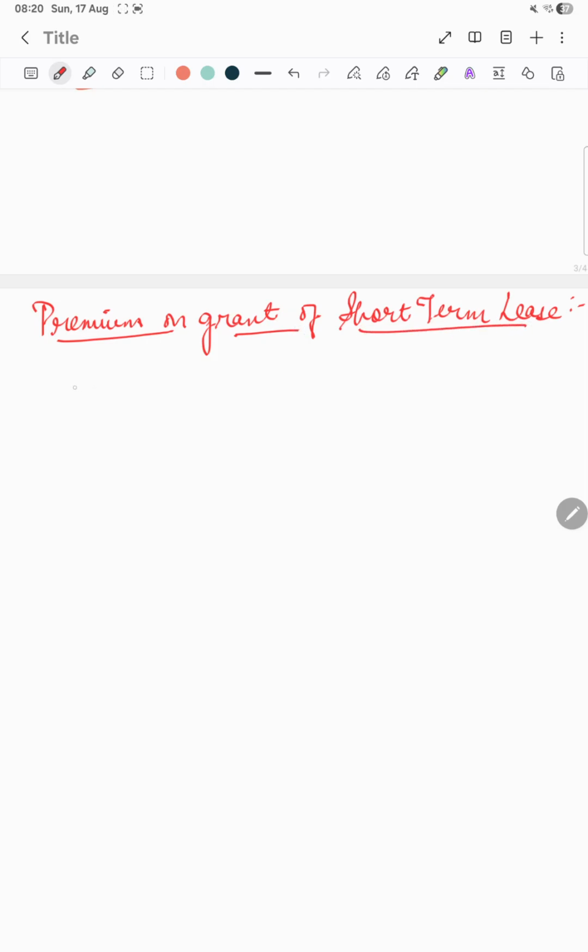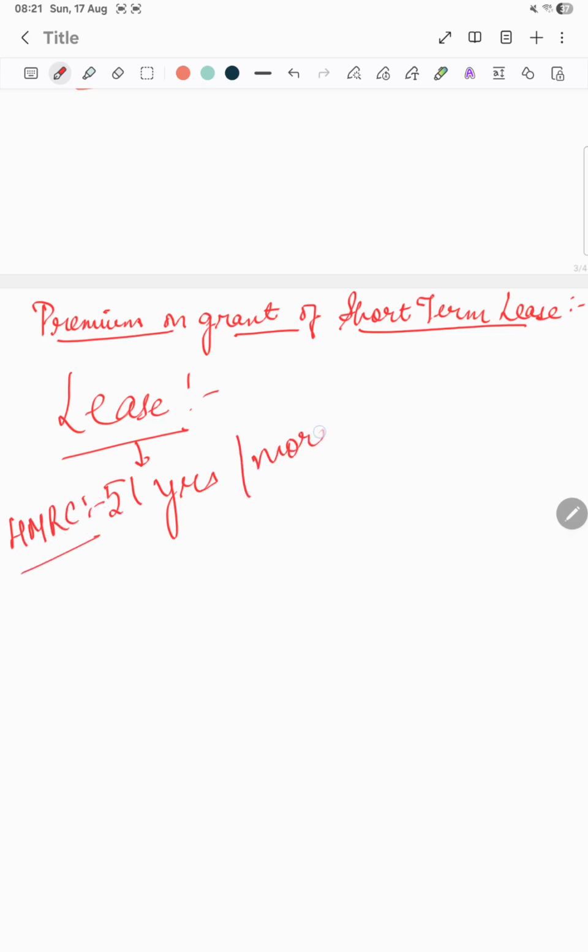First of all, tell me, what is lease? Lease is when you are not letting out a property for a shorter period of time, rather you are giving this property for a longer period of time, and this longer period that HMRC considers is 51 years or more. Now, when you are giving the same property to one person for 51 years or more, it is basically like you're giving the ownership rights of this property.